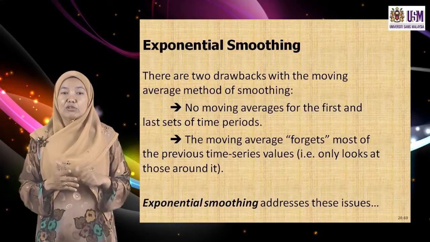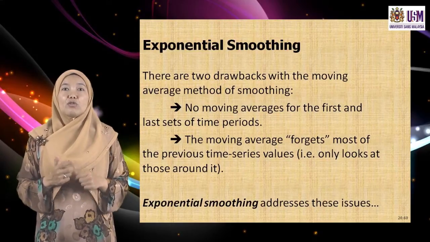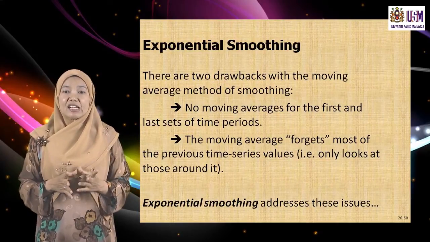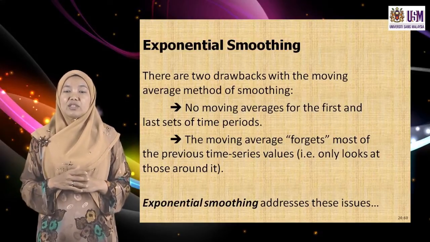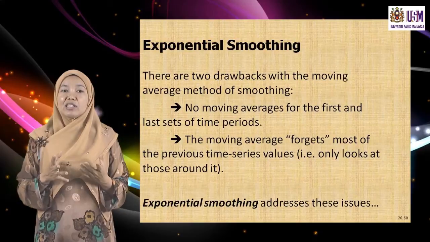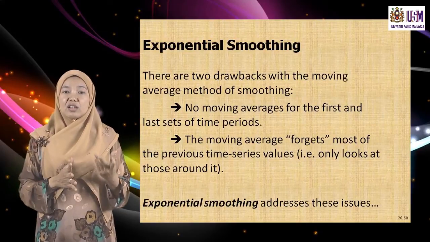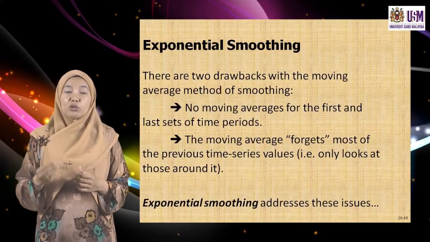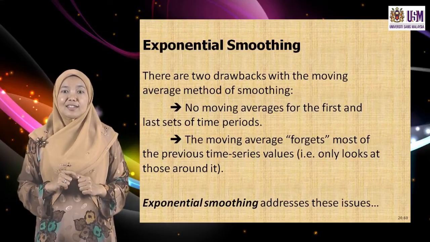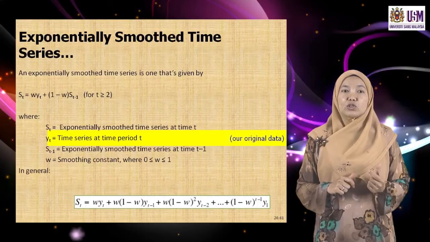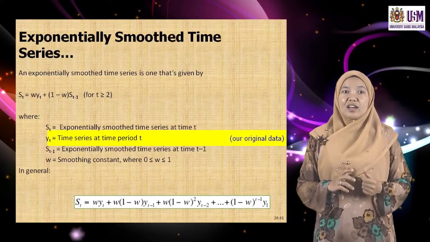So we look at the second disadvantage. We can say that the moving average method forgets most of the previous time series values, since the moving average method only looks at the values around it. So the exponential smoothing method will address these two issues. Let's look at the so-called exponential smoothing technique.